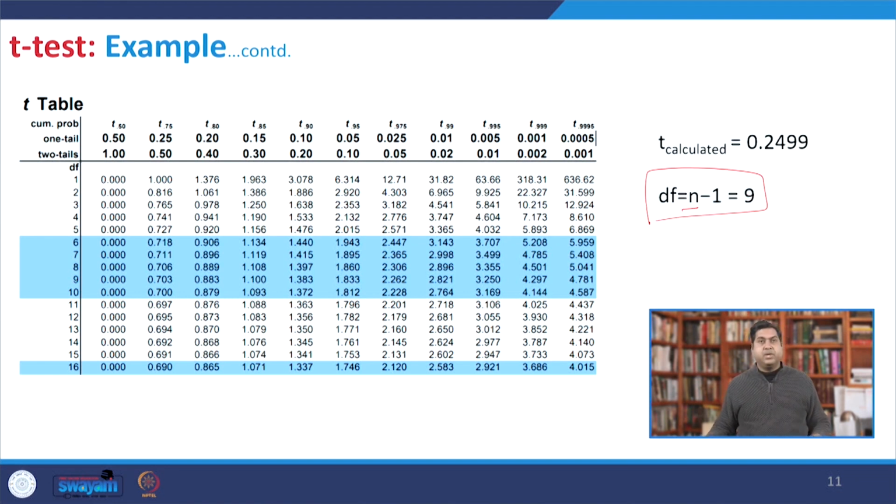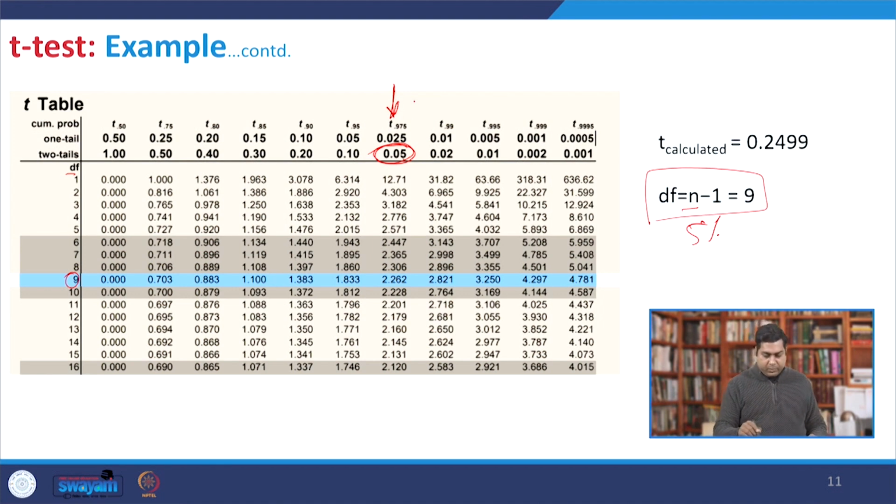Now, this is the T table, you can get it from many sources. Let us focus again, it is a two-tailed test and we have to check it at the 5% significance level. So, that means we have to look at this particular column. Then we look at the row where the degree of freedom is 9. If the sample was something like 12, then we would have to look at 11, etc.